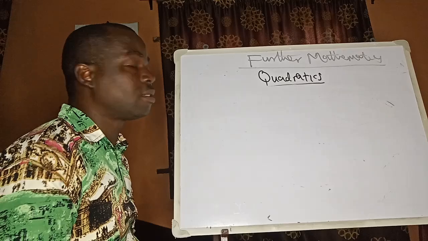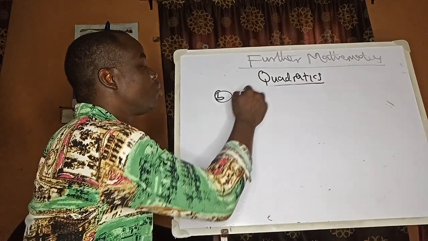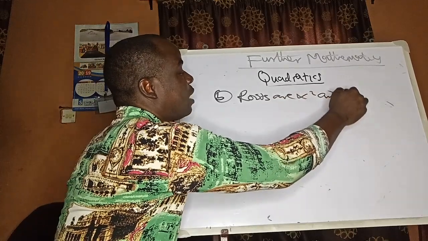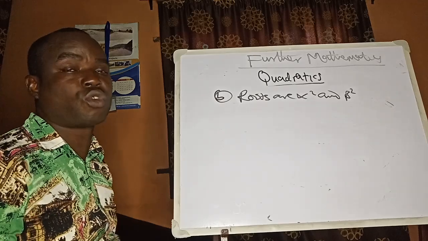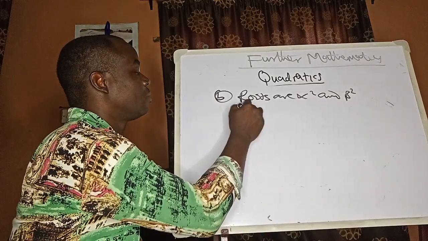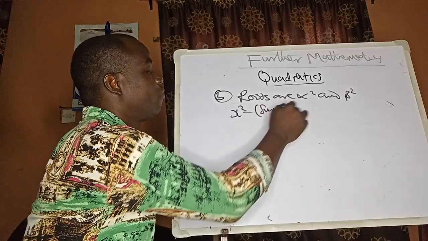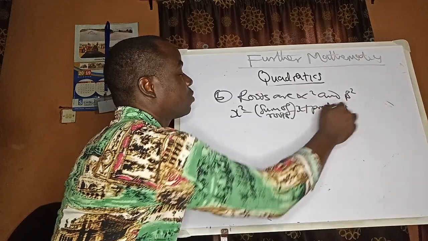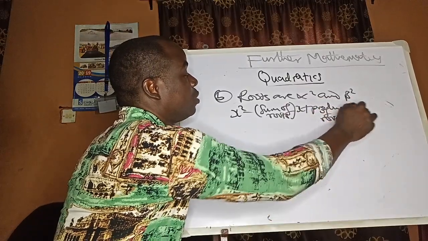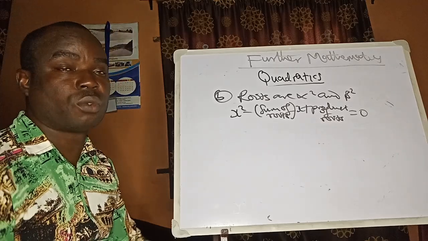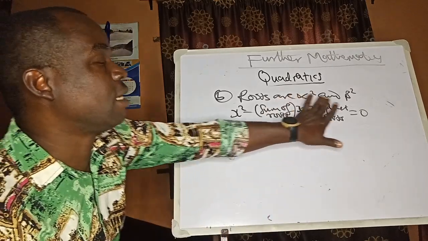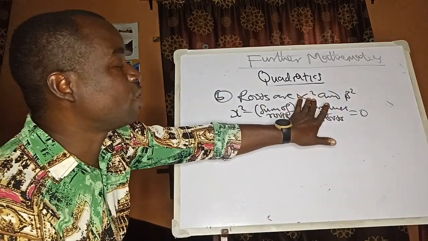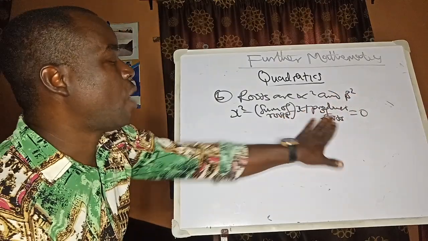So the second question says, the B part says that the roots are alpha squared and beta squared. So how do you construct the equation? We have x squared minus sum of roots x plus product of roots is equal to 0. So let's now input it. The two roots we are working with are this and this. You know, the other example was alpha plus 1, beta plus 1.